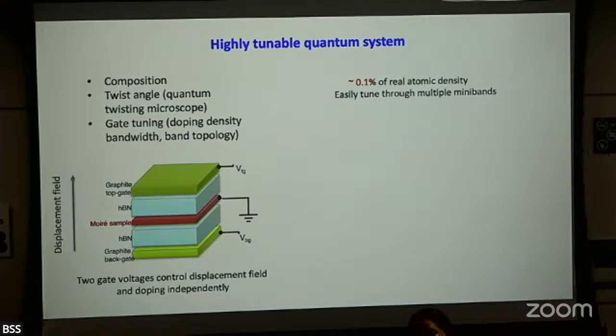Yes. When you use the AFM tip, how uniform is the twist angle across the entire sample? It's small. The sample size on the tip is much smaller than a micron.